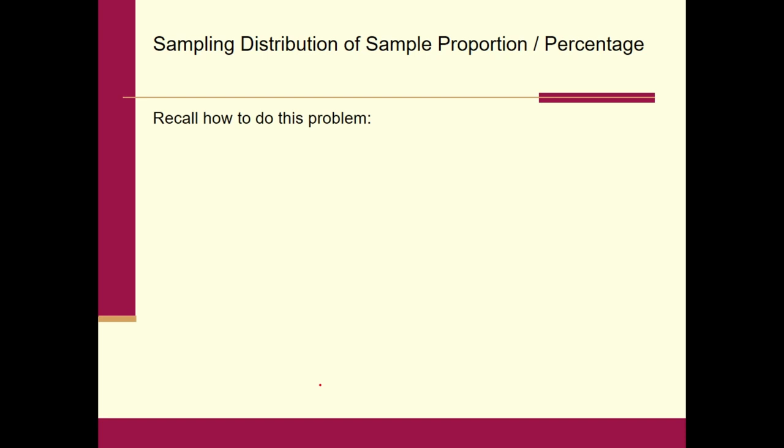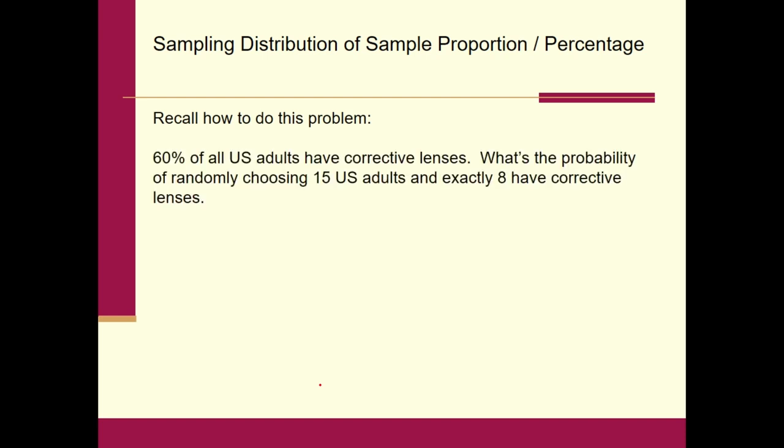Recall this type of problem in Chapter 6. 60% of all U.S. adults have corrective lenses. What's the probability of randomly choosing 15 adults and exactly 8 have corrective lenses? Okay, so here, either corrective lenses or don't. A person either has corrective lenses or don't, okay? And so that sounds like success failure type deal, right? Because there's only two possible outcomes. This is binomial. X is binomial, okay?